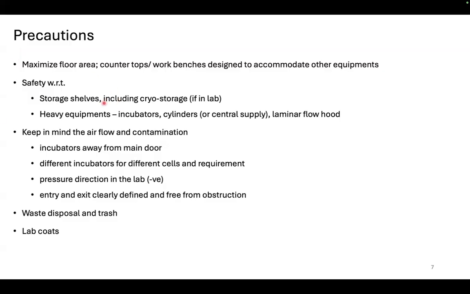Okay, so storage shelves, again, you work with these culture plates, right? Today you're using a culture plate.